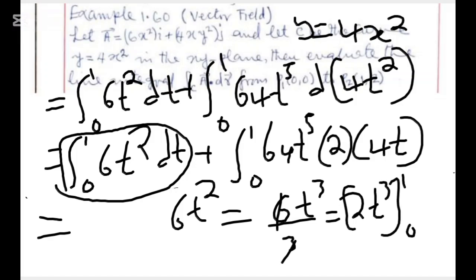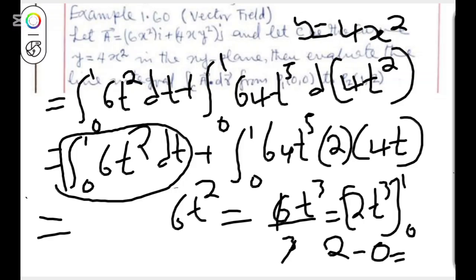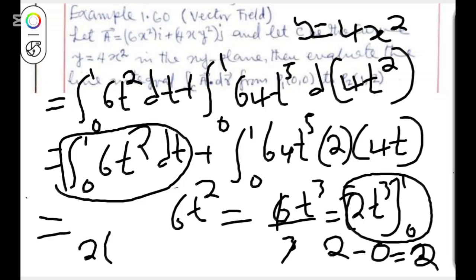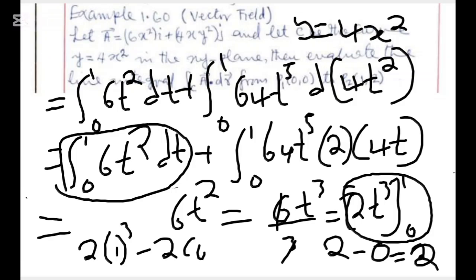With the limit 1 to 0, if I insert 1 at the end, I will get 2 minus 0. So therefore at the end, I'll have only 2. If I insert the limit of 1 to 0, because I will say 2 power 1 power 3 minus 2 power 3.